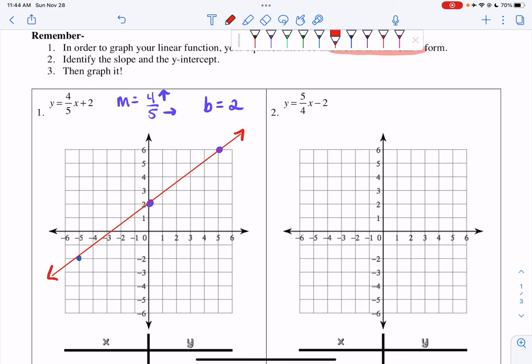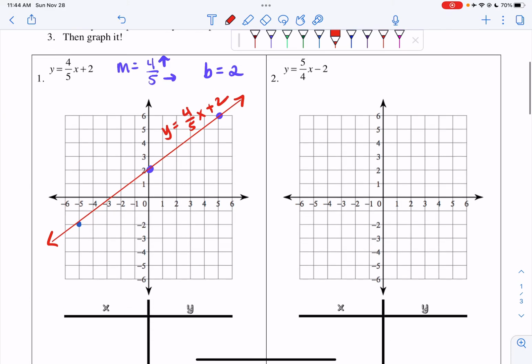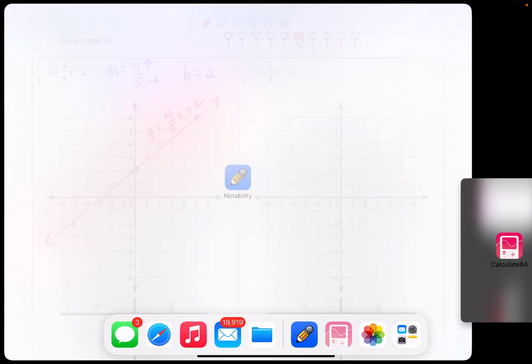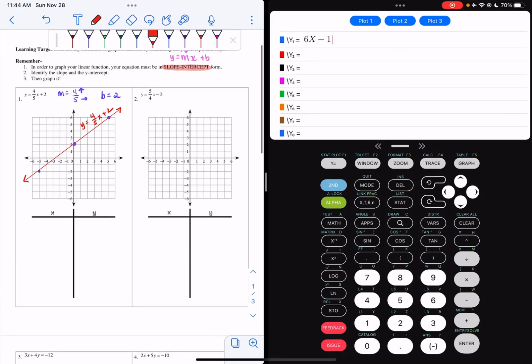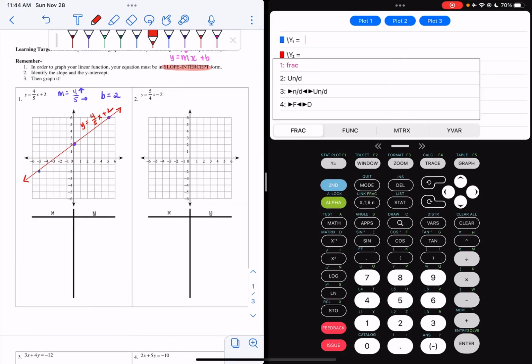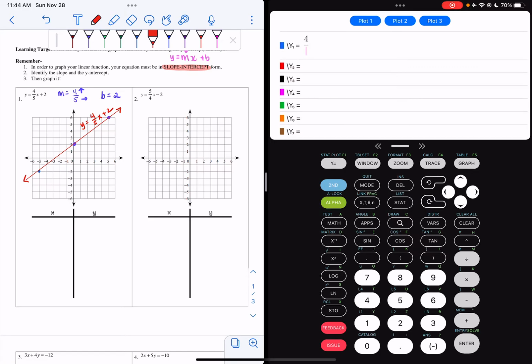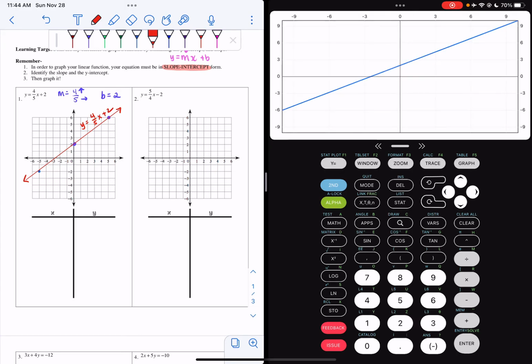So now we can say y = 4/5 x + 2. Now we can use the calculator to enhance this just to see it visually. So I go to y=, I type alpha, y=, enter. And I do 4/5 x + 2. And now I'm going to hit graph. That looks very similar to the graph we just plotted.